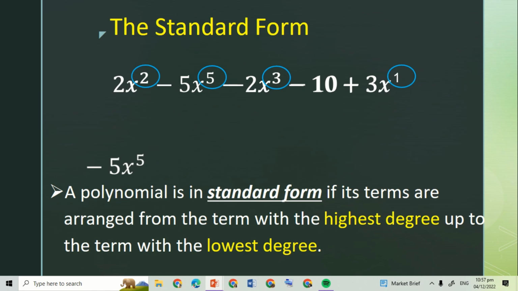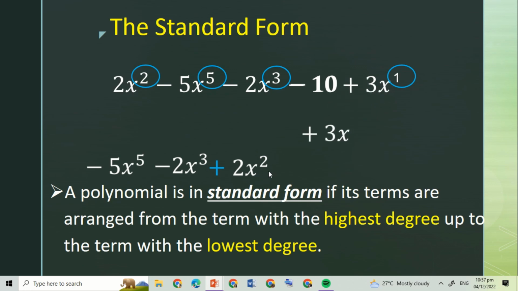negative 5x raised to the fifth power is the first term of the polynomial when written in standard form since it has the highest exponent. Next is the third degree. Next is the second degree. 2x raised to the second power is positive since it has no sign. So we must write a separator, which is a plus sign or a positive sign.